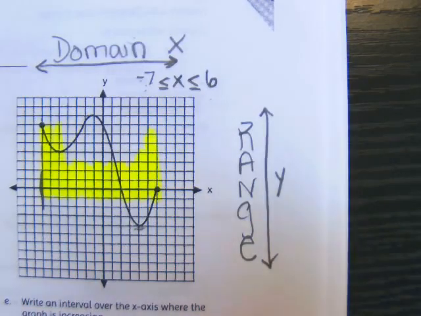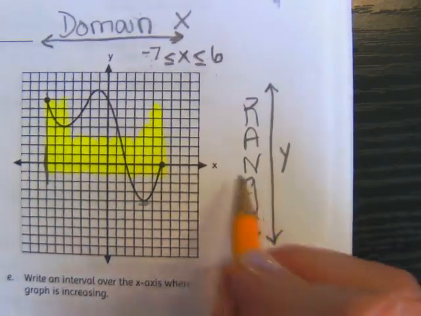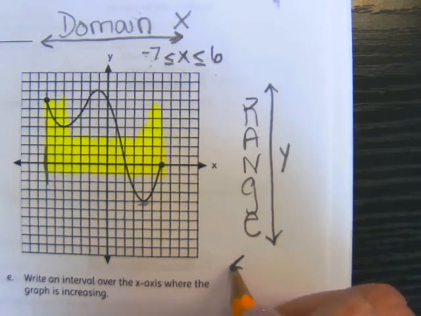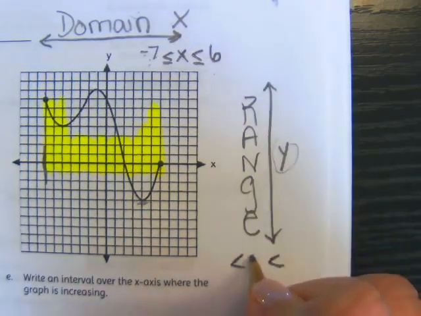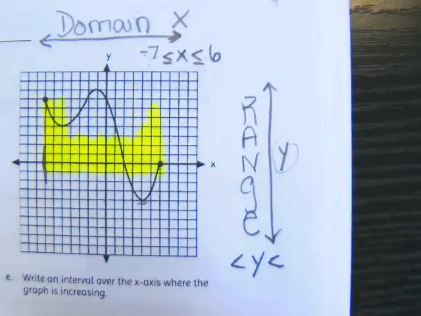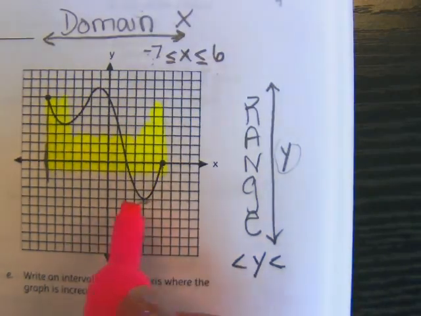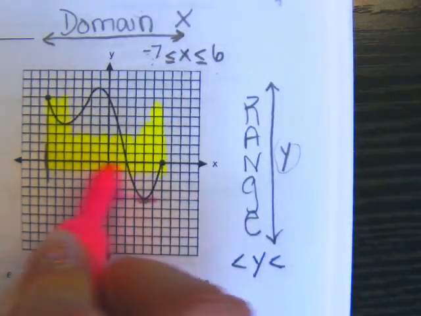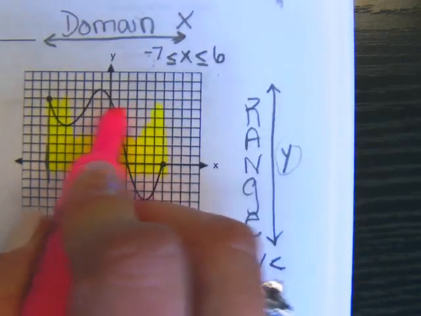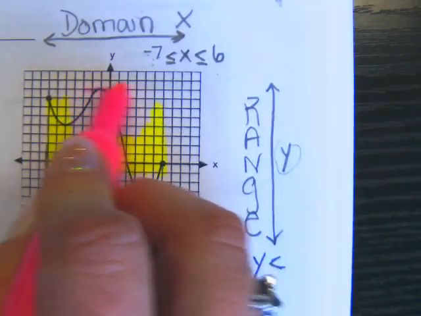So for the range, I'm still writing the same way with the less than signs, but we're talking about y values now. So instead of x in the middle, I'm going to put a y. All right, and then I'm going to figure out where's the bottom of this. It's here. It's the lowest that this thing goes. And where is the top? It goes all the way up to here.